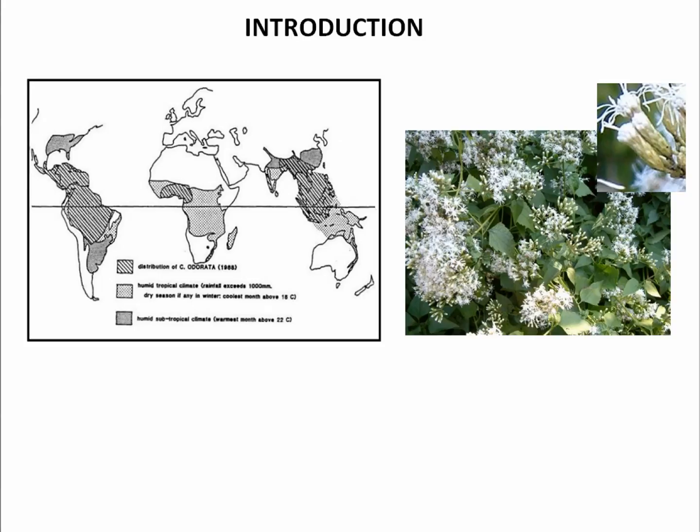Chromolaena is a serious invasive alien shrub. It's native to the Americas. We know by now that its natural habitat range stretches from northern Argentina to southern Florida. Its native range also encompasses Central America, that is the Caribbean islands.